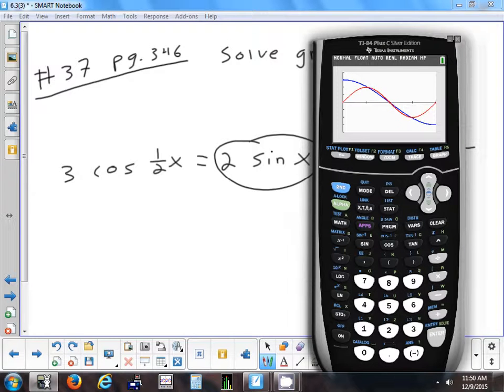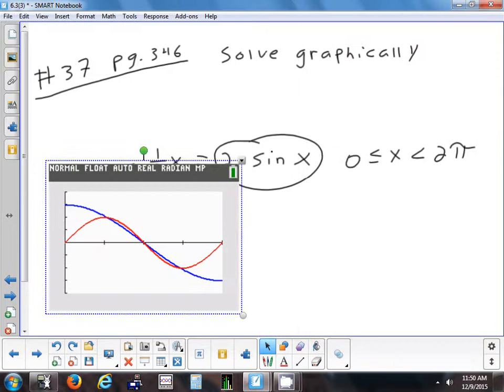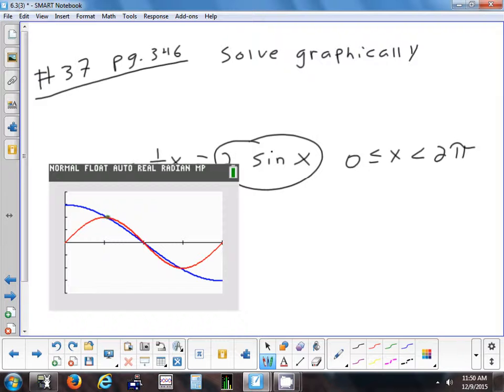And how many times does it look like they cross? 3, 4. Yeah, I think it's 3 times. 1, 2, 3. So you'd find all 3 x values. Okay, find all 3 x values. Any question on how to do that?